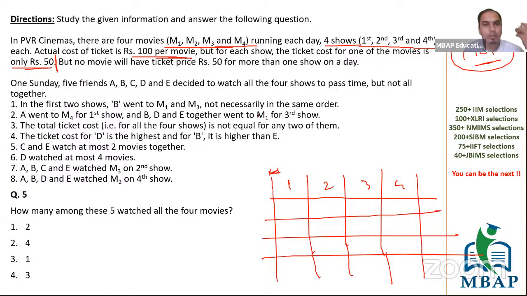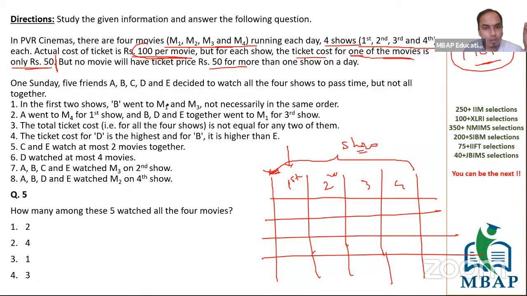Now, if you want to figure out the cost, we know that the actual cost of a ticket is 100, but for each show, the cost of the ticket for one of the movies is rupees 50. So vertically, this is the first show, this is the second show. Let me put the shows here, and in the grid is where I'm going to put the movies. No movie will have a ticket price more than this. In short, one of the values is definitely going to be 50, as it is very clearly shown that for each show, the ticket cost for one of the movies is rupees 50.